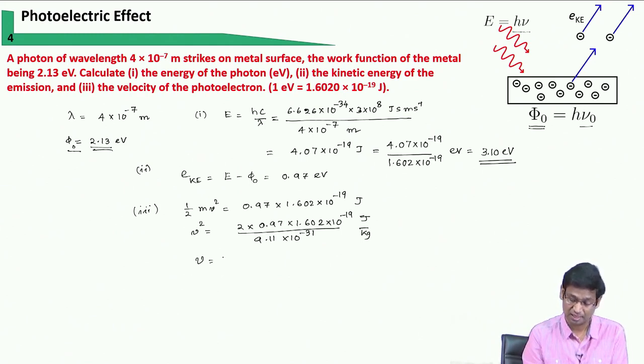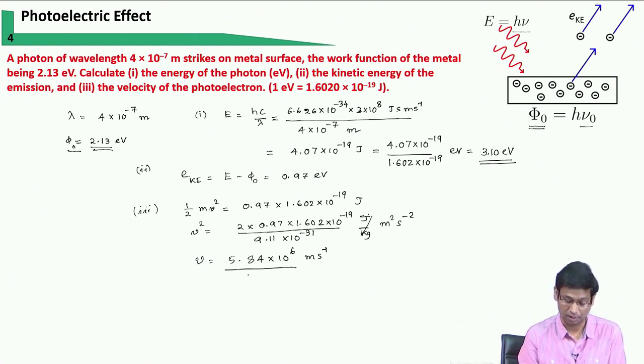Therefore, v is the square root of this. So, joule per kg I can write as meter square second to the power minus 2, and therefore, v will be obtained by taking the square root of this, and when you do this you will get 5.84 into 10 to the power 6 meters per second. So, this is the speed with which this ejected electron will go out. Look at this speed, which is close to 6,000 kilometer per second. So, that is quite a fast electron there.